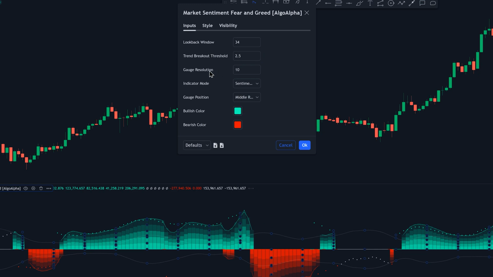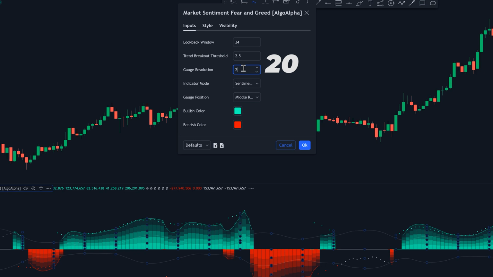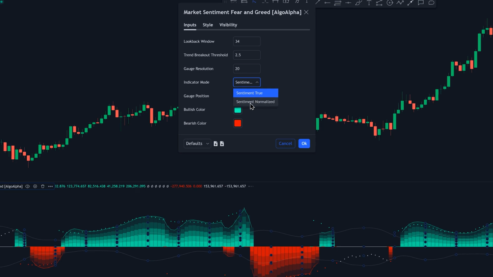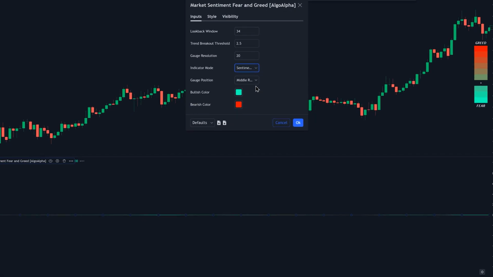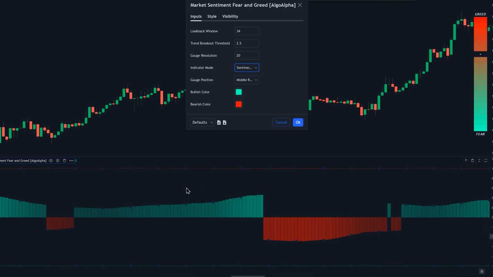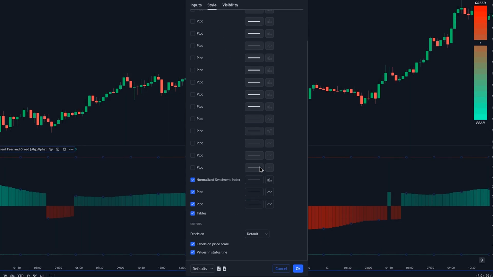Now, the gauge resolution controls the size of the sentiment gauge. I'll increase this to 20 to make it a bit larger. Next, we have the indicator mode, where you can toggle between sentiment true and sentiment normalized. For this video, I'm going to change this to sentiment normalized. And as you can see, this is how this indicator is going to look. And then here, we can also customize the bullish and bearish colors, but I'm going to leave these as they are, but feel free to experiment with the settings as well as the style tab to adjust this indicator to suit your needs. Once you've made your adjustments, click OK.